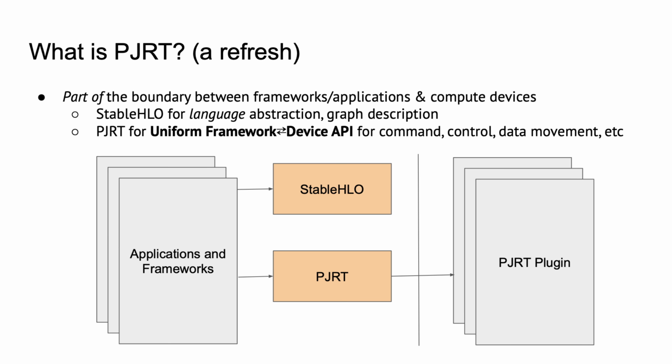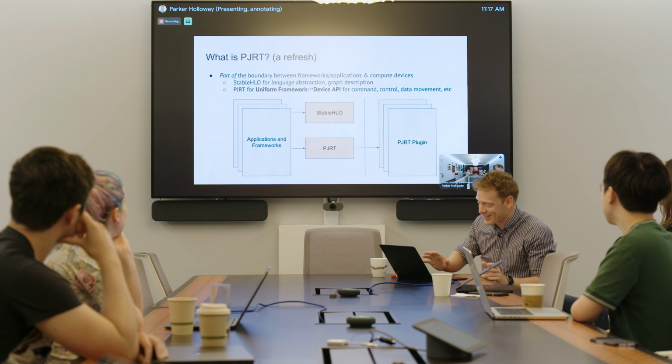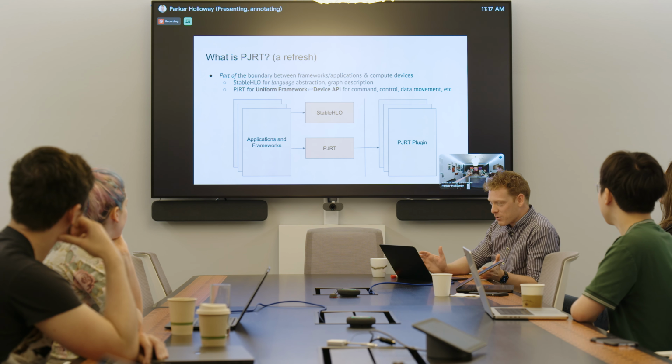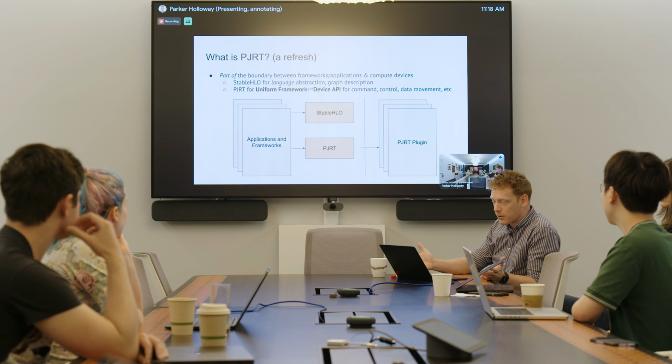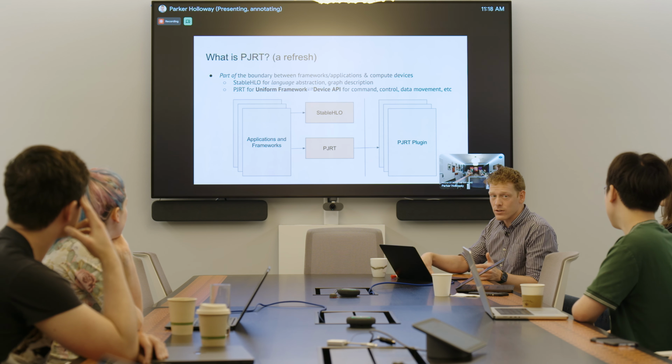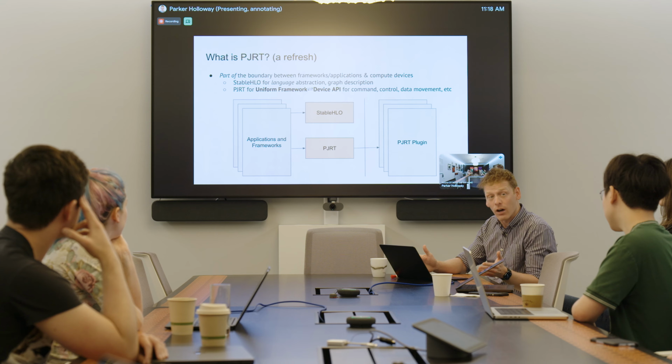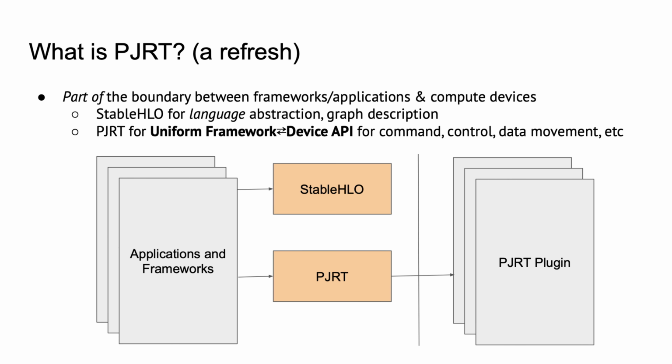What is PJRT? Just a quick refresher. PJRT is part of the boundary between frameworks and applications, and the compute devices that they're using to do ML, AI, all of these high performance compute tasks. StableHLO is the language abstraction. This is how you describe the task that you want to accomplish. PJRT is like the uniform device API for command control, data movement, etc.